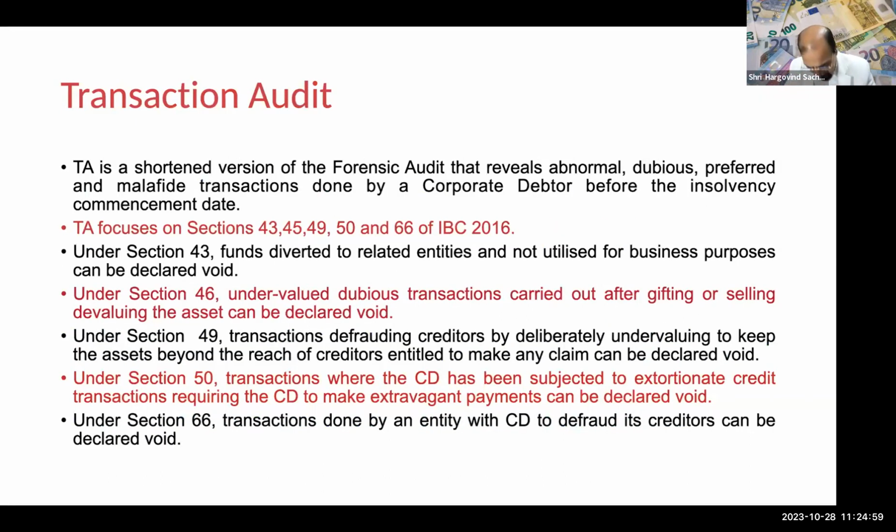And before we go too deep into a forensic audit, there is another audit that focuses on sections 43, 45, 49, 50, and 66 of IBC. Now, these are the sections that apply when a company has gone for protection under IBC. Under section 43, funds diverted to related entities and not utilized for business purposes can be declared void by NCLT. Under section 46, undervalued dubious transactions carried out.